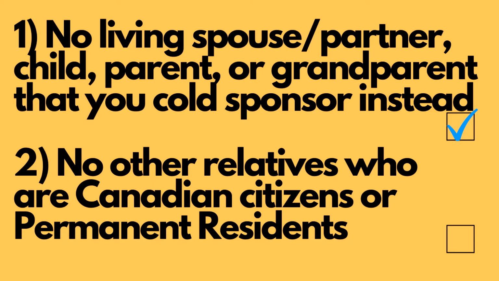Sam meets the requirements to sponsor his cousin to come to Canada because he doesn't have a close living relative he could sponsor instead, and any other relative who is a permanent resident or Canadian citizen.